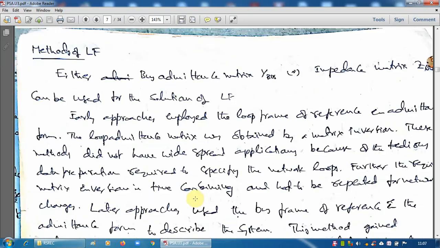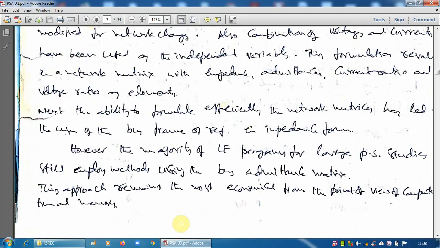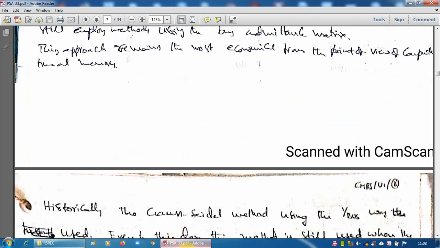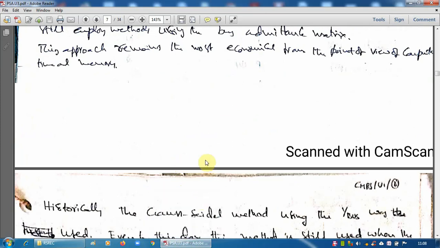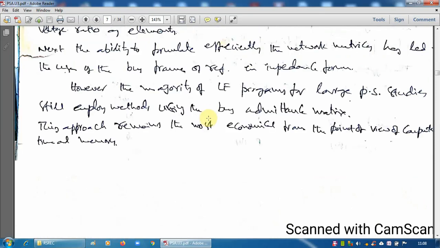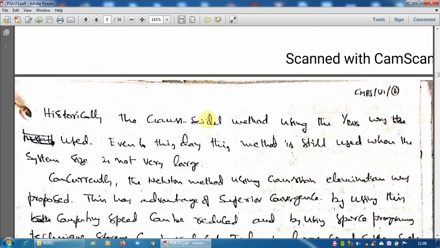Next, methods of load flow. Here it is given that we can use either Y bus matrix or Z bus method for conduction of load flow. But anyhow, because of the simplicity and ease of construction of Y bus compared to Z bus, it is recommended to use Y bus for the solution of load flow. That is mentioned here. Y bus is generally used.